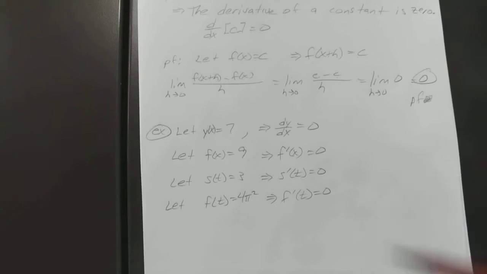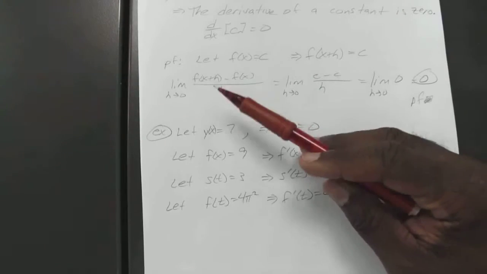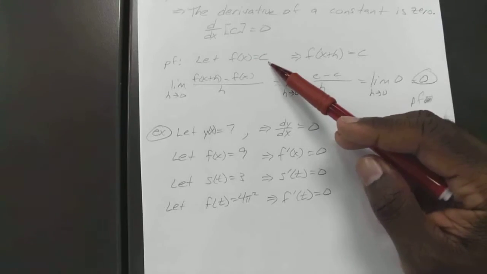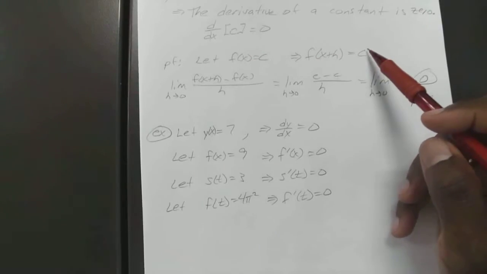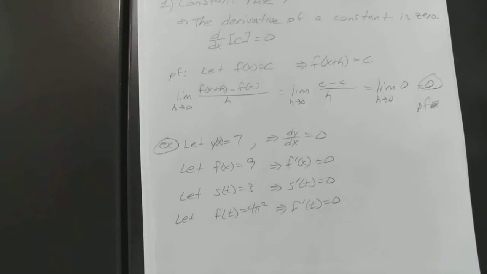So it would be the same thing if you plugged it into the limit formula. So the limit of, if you let f of x equal 7, then f of x plus h would still be 7. So if you plugged it in, it would always come out to be 0. This is just kind of a shortcut way of doing it.